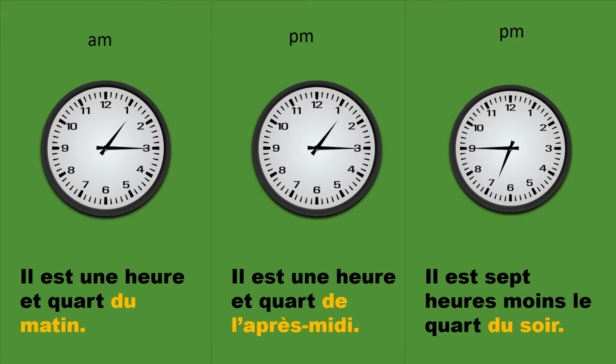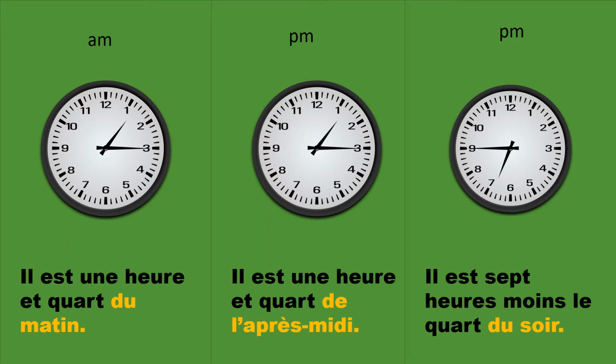So here I have 3 clocks and I put the AM, PM, PM. Last week I taught you that 1:15 was il est 1h15. However, I need to tell you now that if we are talking about 1:15 in the morning, which is the case here, you have to add du matin. Now, if it's the same time but PM, you have to add de l'après-midi, which means afternoon.